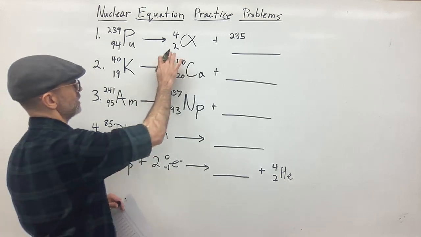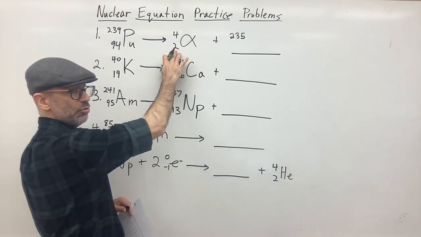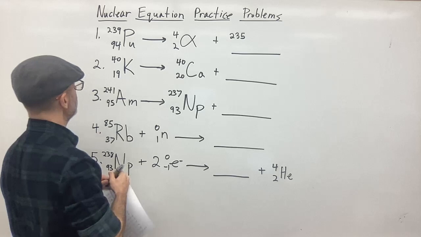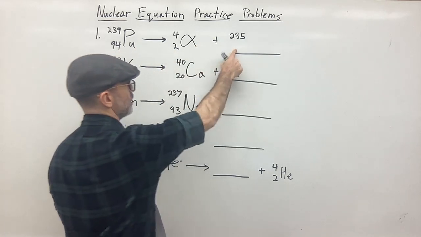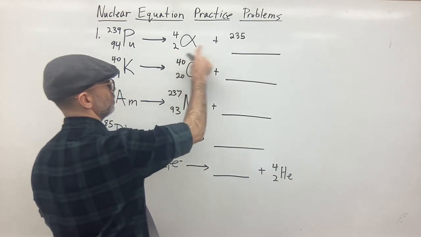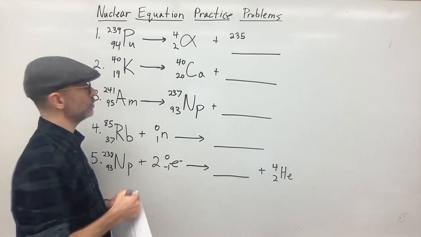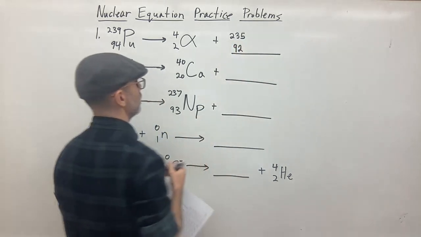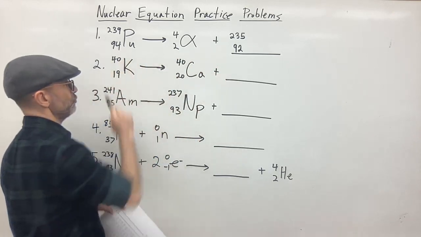Next, I do the same thing for the bottom. So here I have 2 for the number of protons, and here I have 94. So 2 plus what gives me 94? I want 94 total on this side. So 2 plus what number gives me 94? Well, that's 92. So 92 is our missing number. So 2 plus 92 gives me 94.